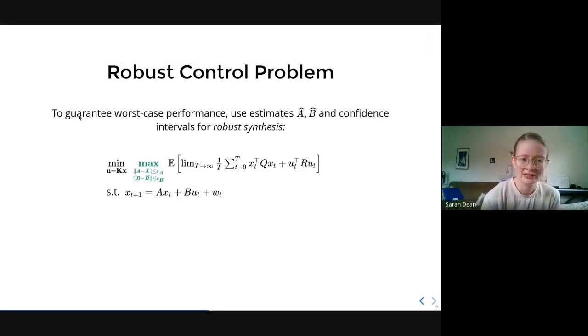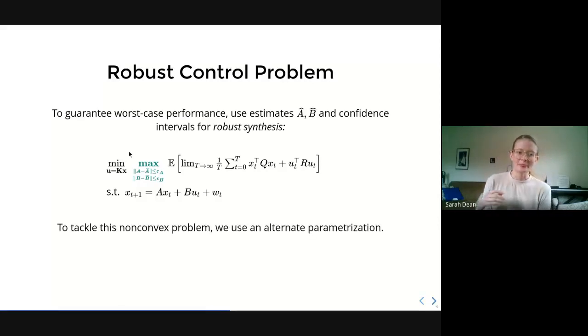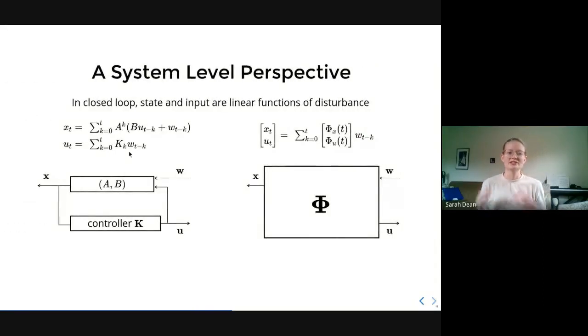Here we're going to look at robust control synthesis, where we have the same LQR problem as before, but I've added a maximization where, because we don't actually know A and B, we're trying to find the best controller for the worst case A and B in our confidence intervals. This is a non-convex problem, so I'm going to spend the next few slides motivating an alternate parameterization for the control problem. Instead of focusing on the controller K, we'll focus on something called system response variables. This is the system level perspective on the problem.